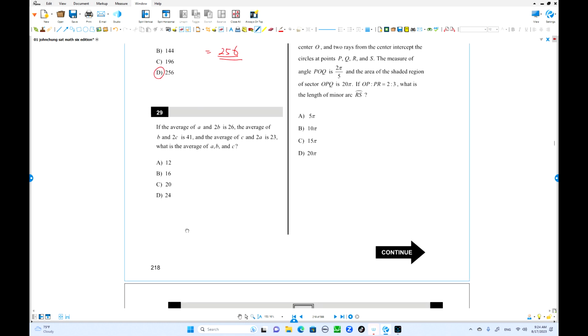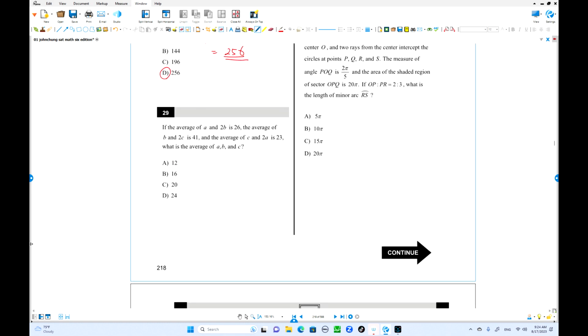Number 29. The average of A and 2B is 26. A plus 2B divided by 2 is 26. The average of B and 2C, over 2, equals 41. And C plus 2A, divided by 2, equals 23. That's the average. But we're going to find the average of A plus B plus C. From what's given, we're going to find this one.